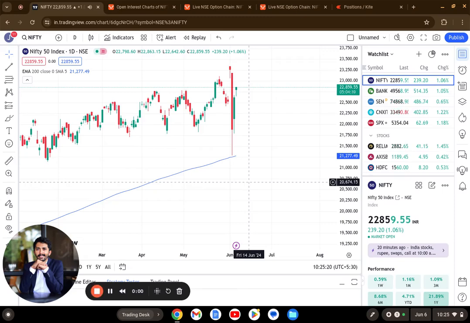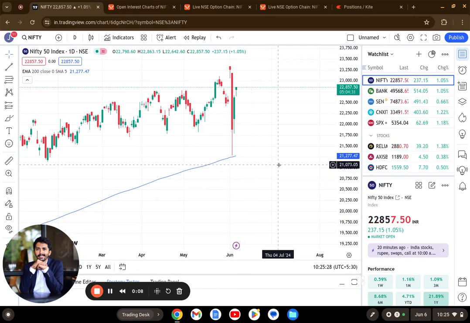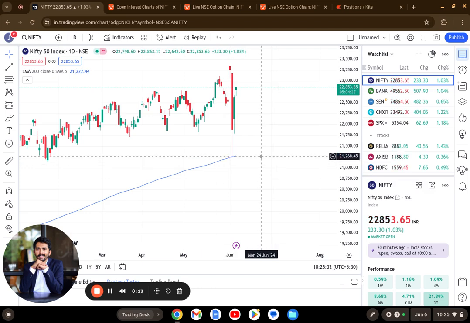Hi guys, I thought I'll just show you a simple process of how I select my monthly trades. After the election results, the volatility has decreased, and now would be a good time to take your monthly trade for the month of June.